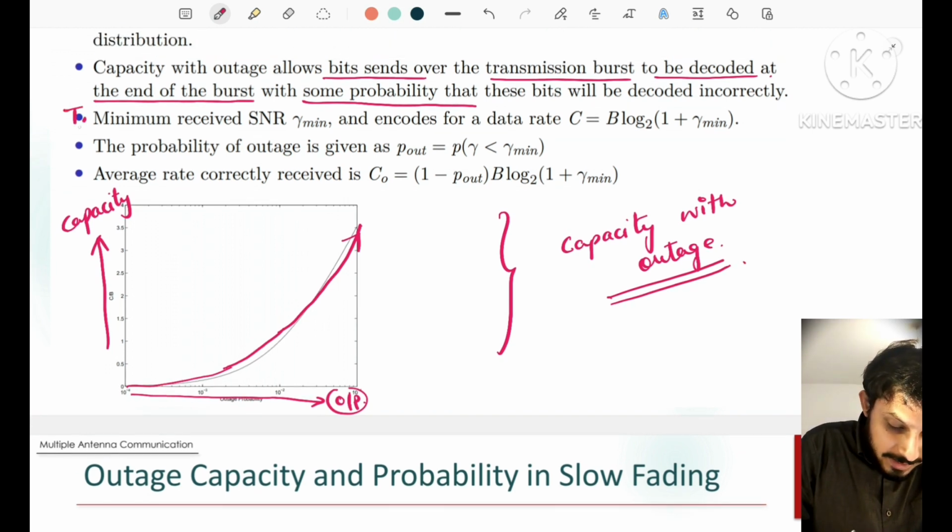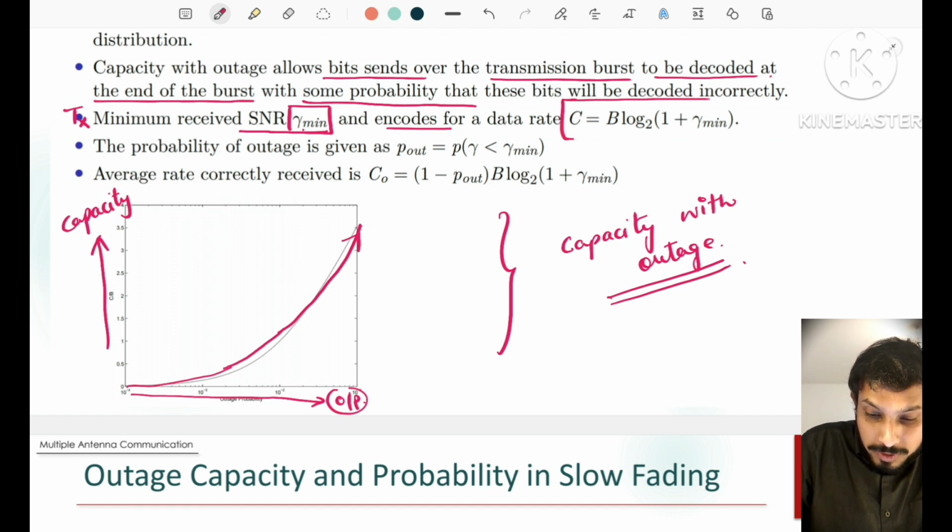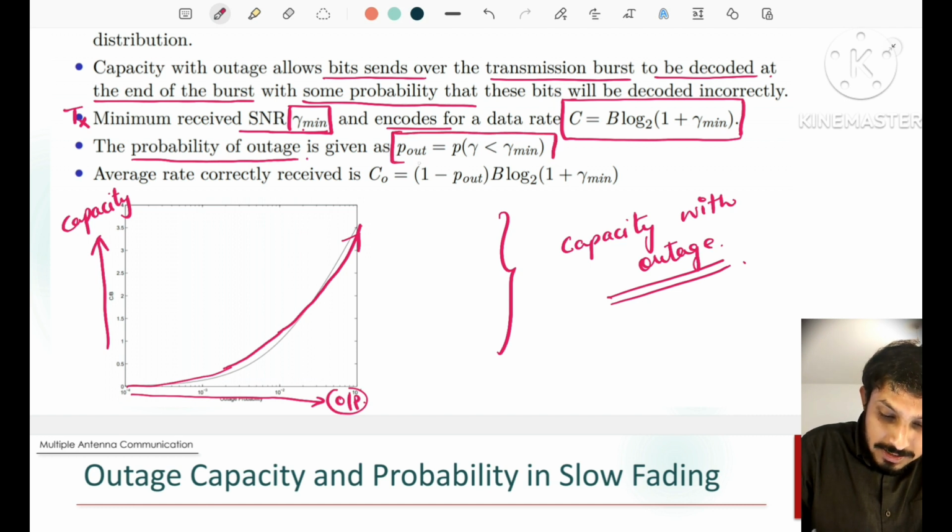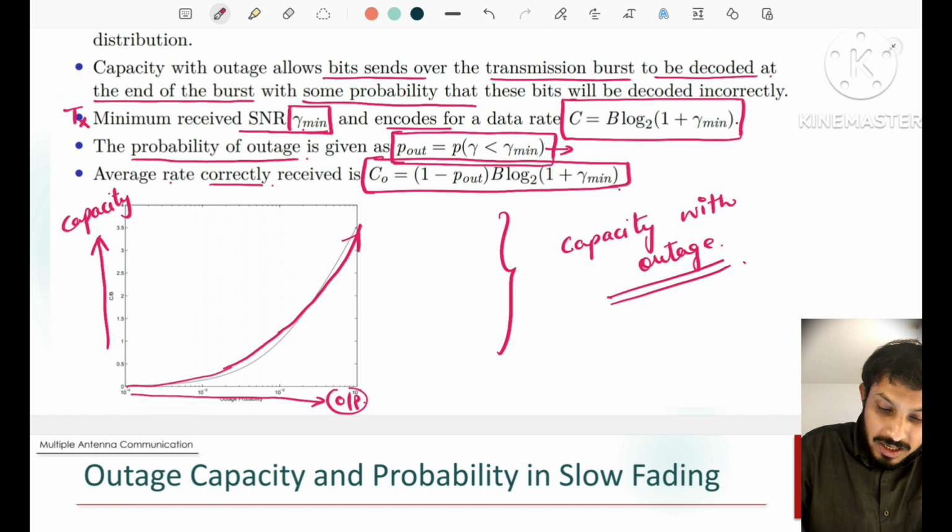And when the transmitter sets the minimum SNR gamma min, we can encode a data rate C equal to B log 2 (1 plus gamma min). And the probability of outage is given as the probability that the SNR is less than this minimum received SNR gamma min. And the average rate that is correctly received is given by C equal to (1 minus P out) B log 2 (1 plus gamma min), because the transmissions are received correctly with probability 1 minus P out.